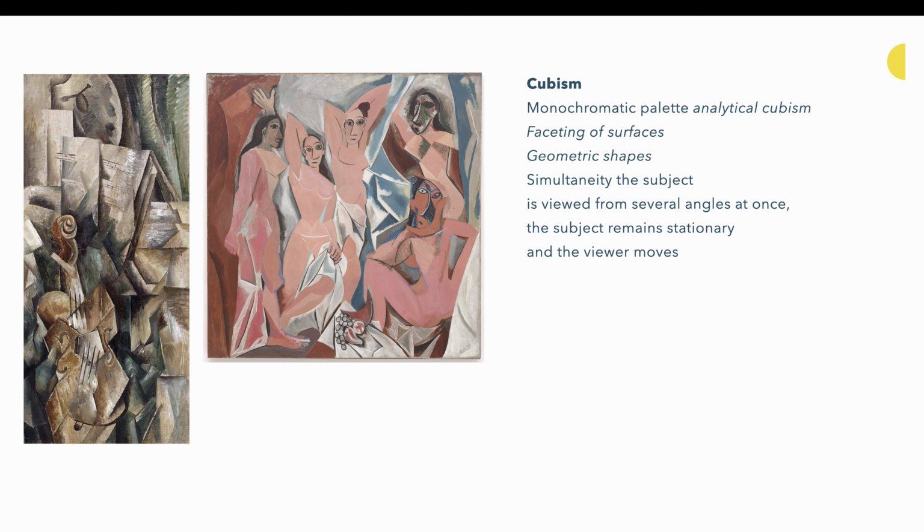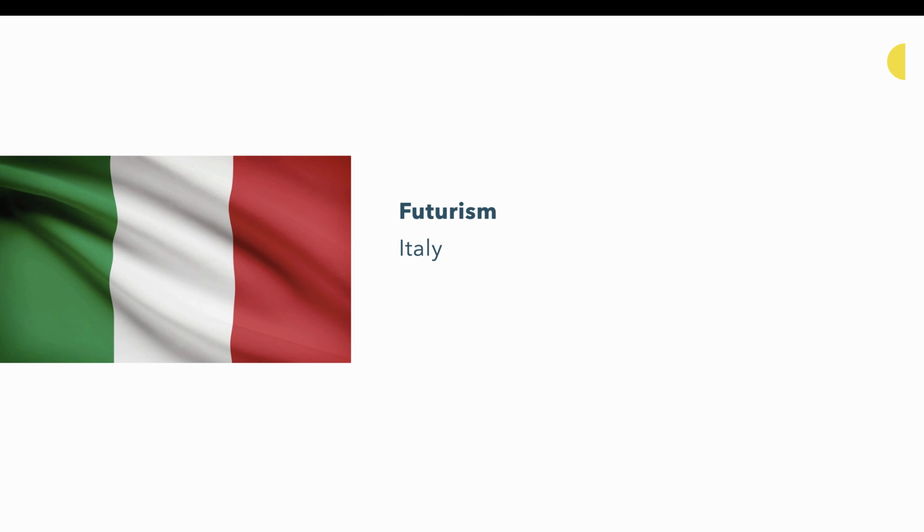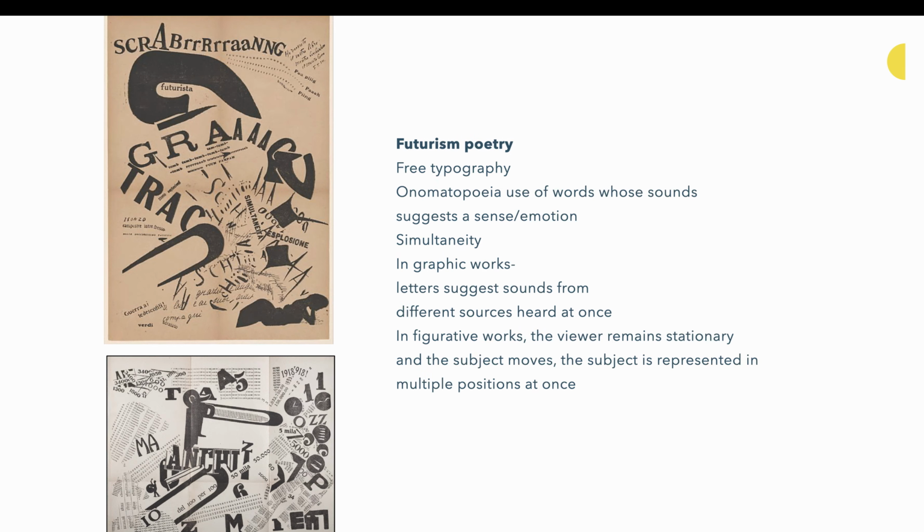And we have geometric shapes as well. Again, if there's typography, it kind of looks like this. It kind of looks like it's collaged in a little bit. It's painted. We move to Futurism, which hails from Italy. So if there is typography that's in Italian, like in the piece on the top, I see the word esplosione. So that is clearly Italian, and it's a clue. But it also might be onomatopoeia, a use of words whose sounds suggest a sense or emotion.